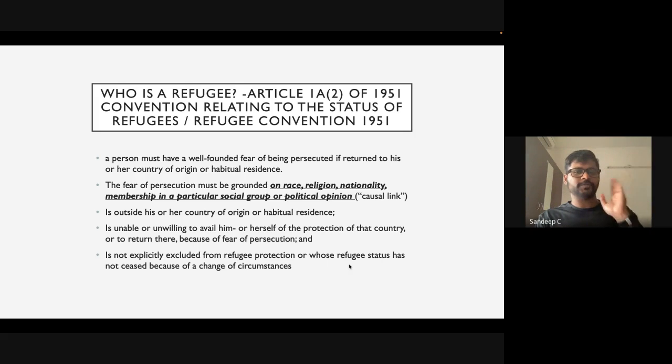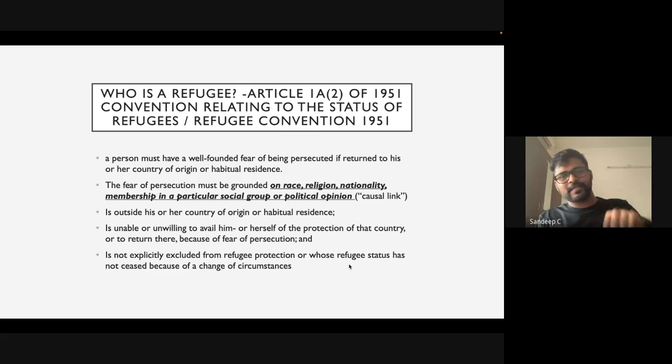So according to the Refugee Convention, who is a refugee? Okay, that is defined under Article 1A, Clause 2 of the Refugee Convention 1951. And it says that in order for a person to be recognized as a refugee, he must have some fear of being persecuted if he or she returns to his country of origin or habitual residence. Okay, a refugee is a person who has some fear of harm or violence or threat to his or her life, if that particular person returns to his own country or place of habitual residence.